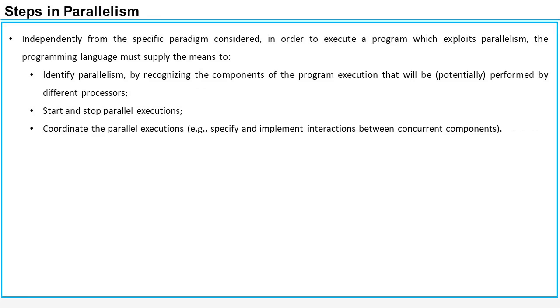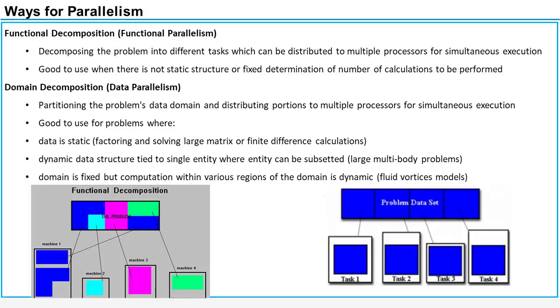Steps in parallelism. Independently from the specific paradigm considered, in order to execute a program which exploits parallelism, the programming language must supply the means to: first, identify parallelism by recognizing the components of the program execution that will be performed by different processors; second, start and stop parallelism; and third, coordinate the parallel execution.